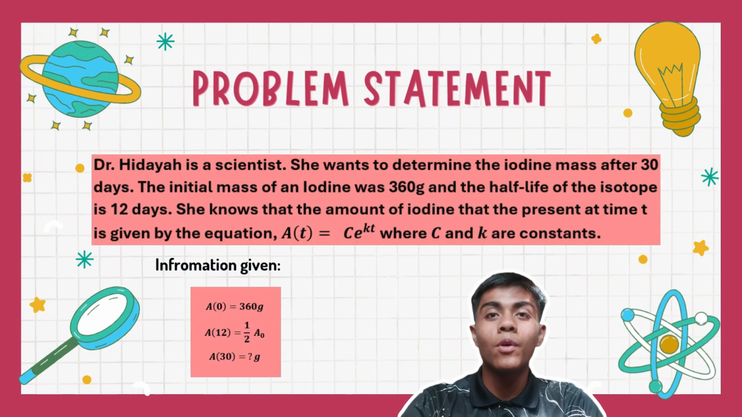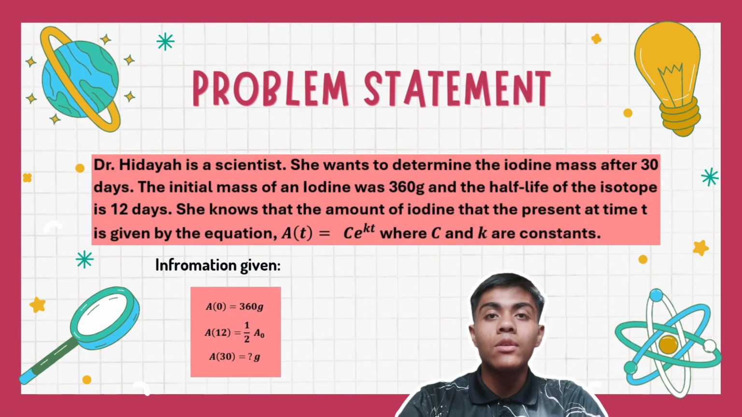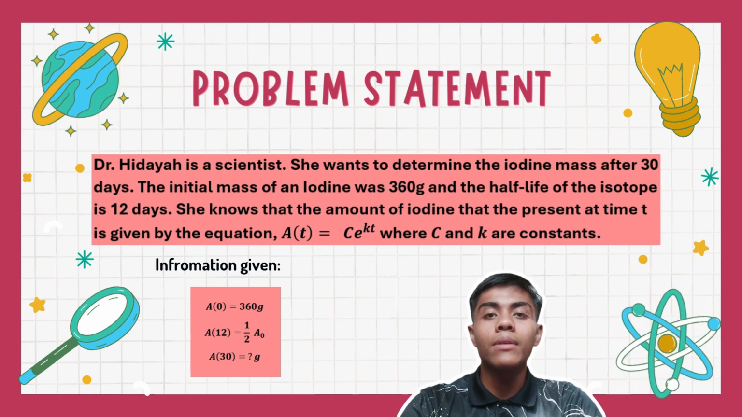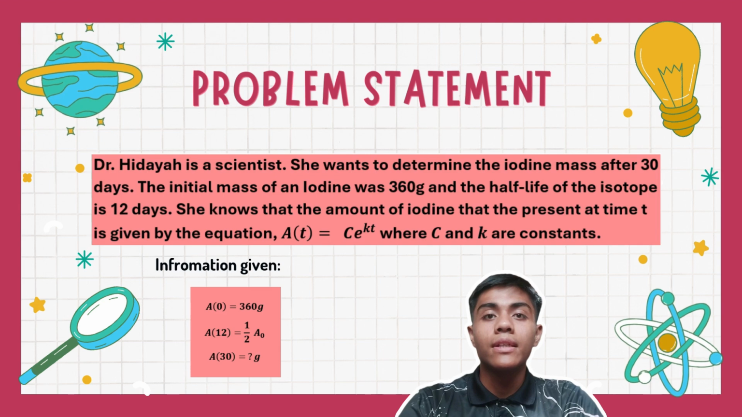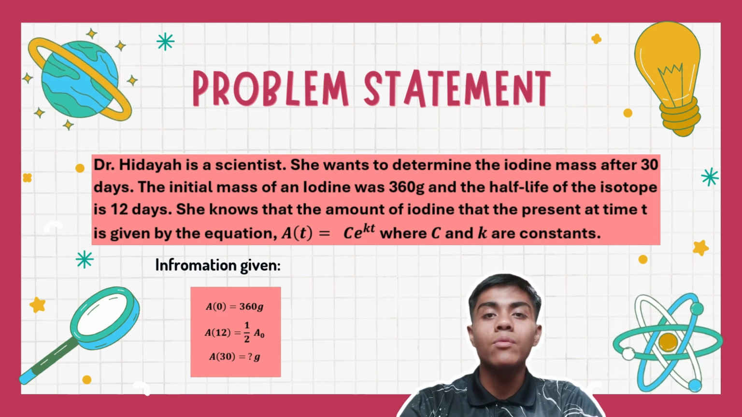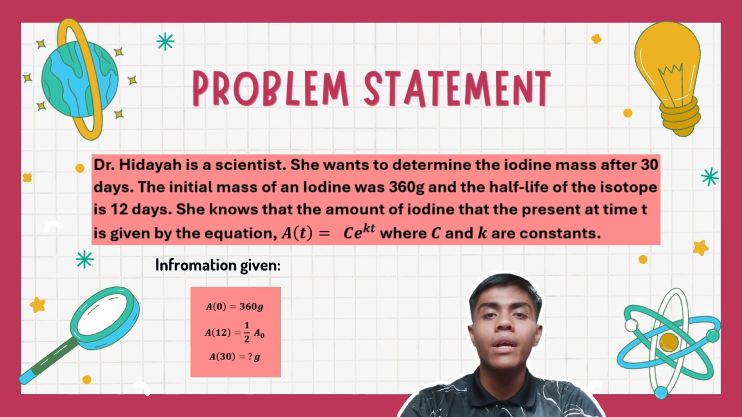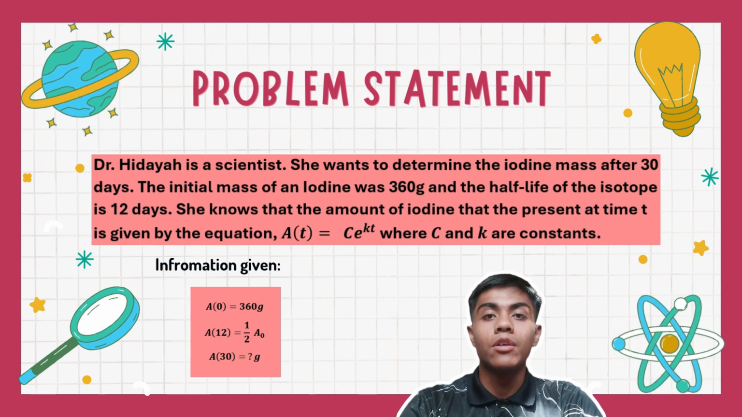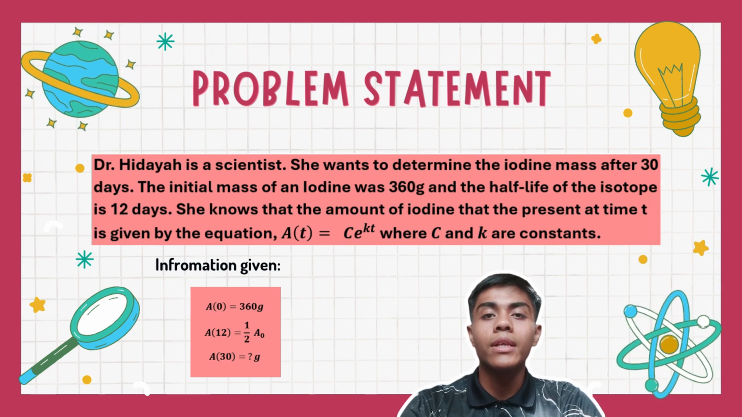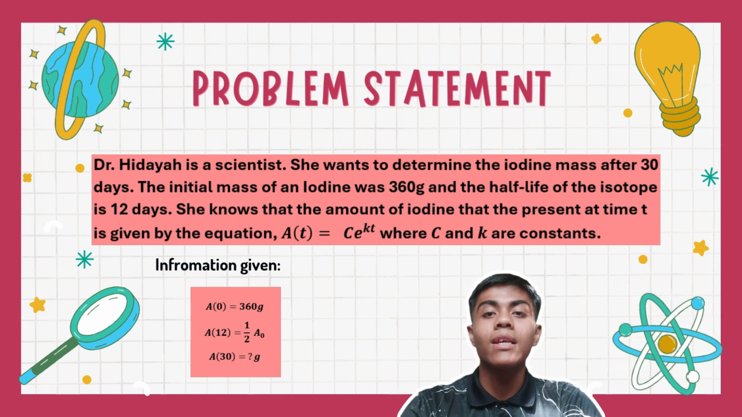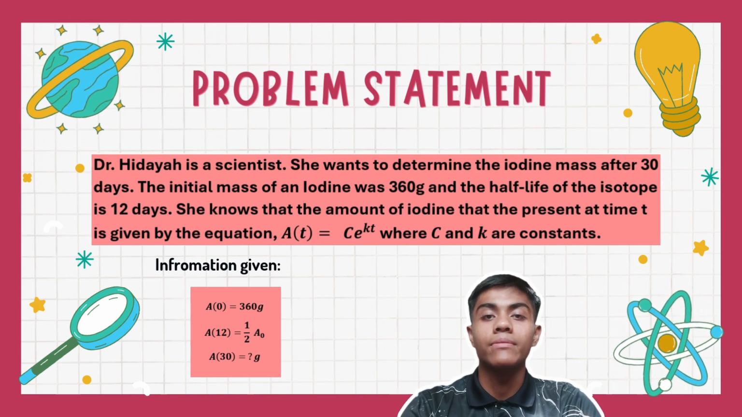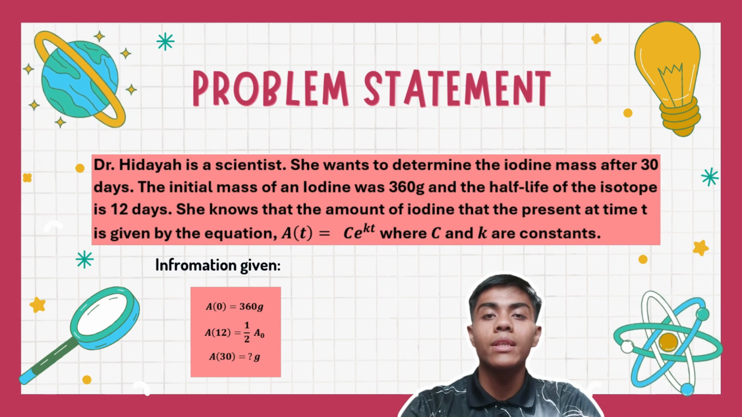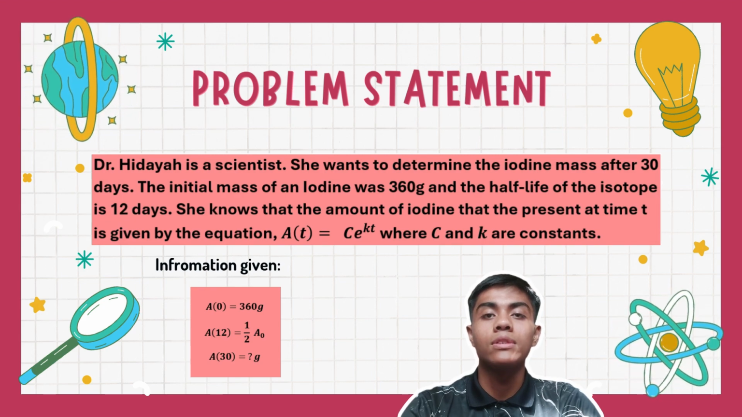Let's move to our problem statement. Dr. Hidayah is a scientist. She wants to determine the iodine mass after 30 days. The initial mass of the iodine was 360 grams and the half-life of the isotope is 12 days. She knows that the amount of iodine present at time t is given by the equation A(t) equals Ce to the power of kt, where C and k are constants.